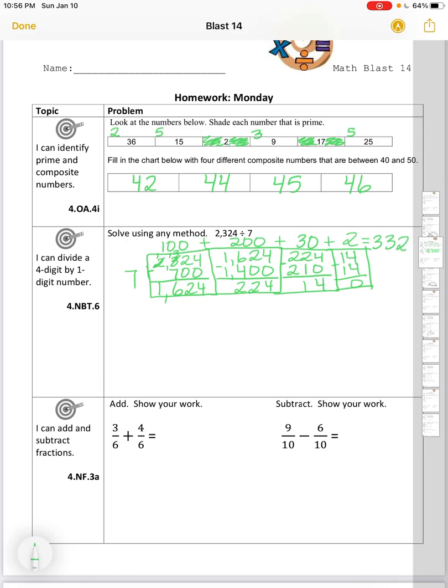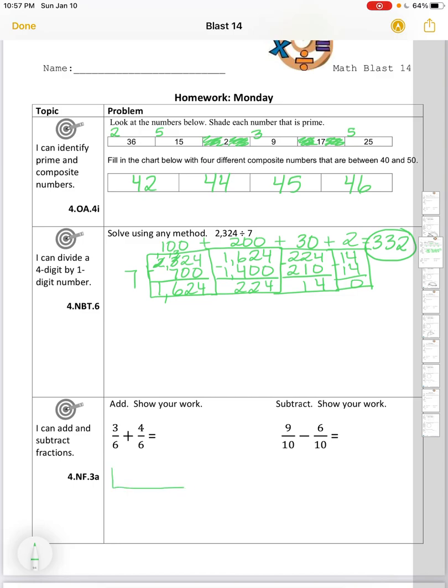332 is the quotient, the answer to our division problem. Now, last box here for the front side. I can add and subtract fractions. Add and show your work.